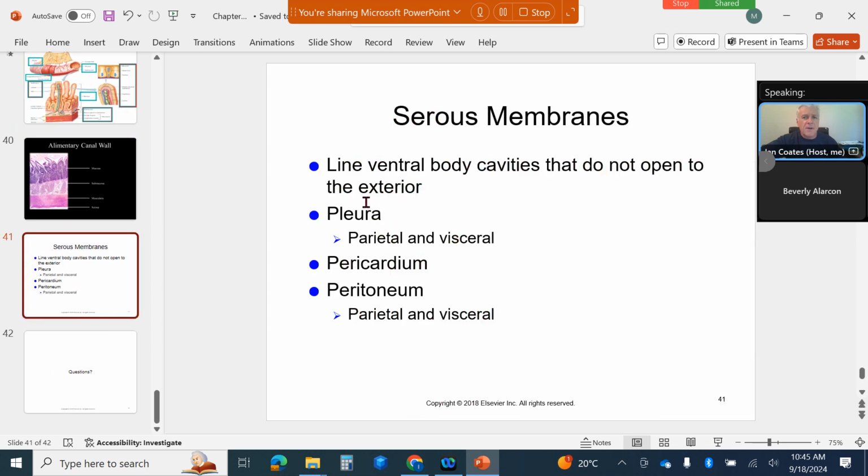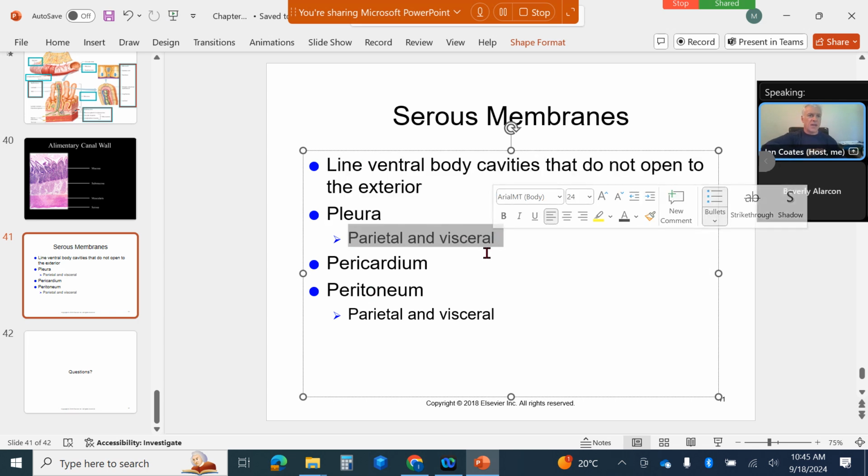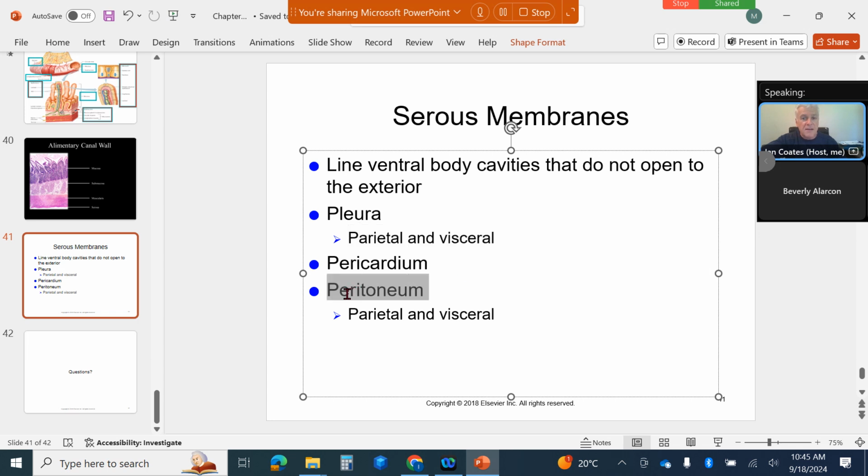Serous membranes line the ventral body cavities that do not open to the exterior. There's that word pleura. Go back to that lung slide. It shows you the different membranes that are involved encapsulating these organs. Pericardium, peritoneum. We're going to get more into these as we get into the organ systems.